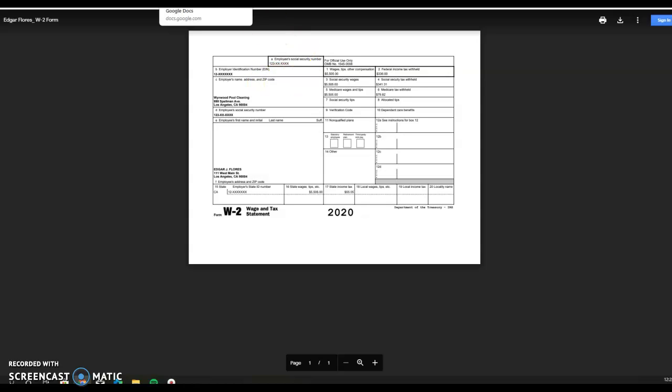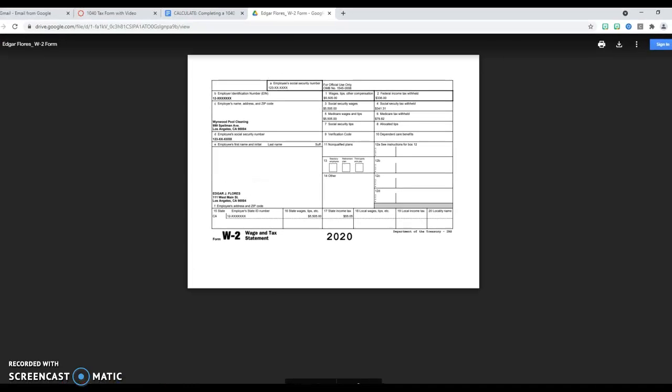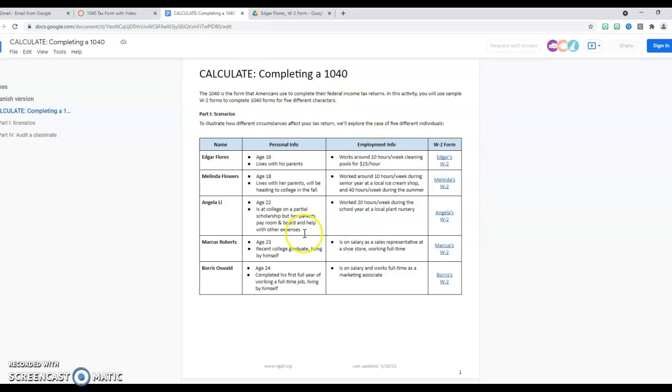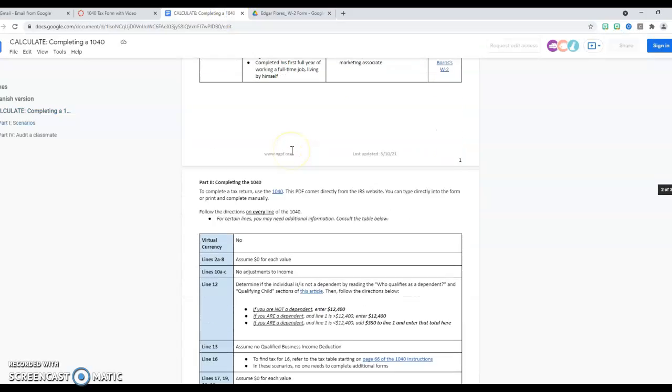Okay, I'm going to click back on my tab. I'll show you. Click on my tab that says Calculate and completing your tax form. So I'm coming back to my directions. So we know about Edgar. We might need to go back to his W-2 form in a moment. Right now I'm going to scroll down.